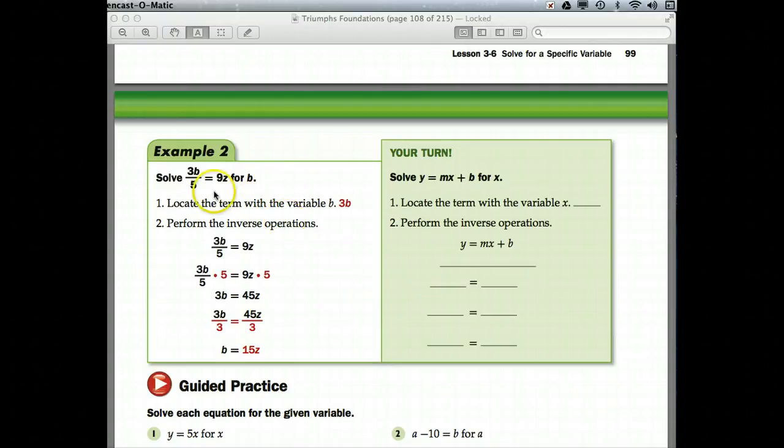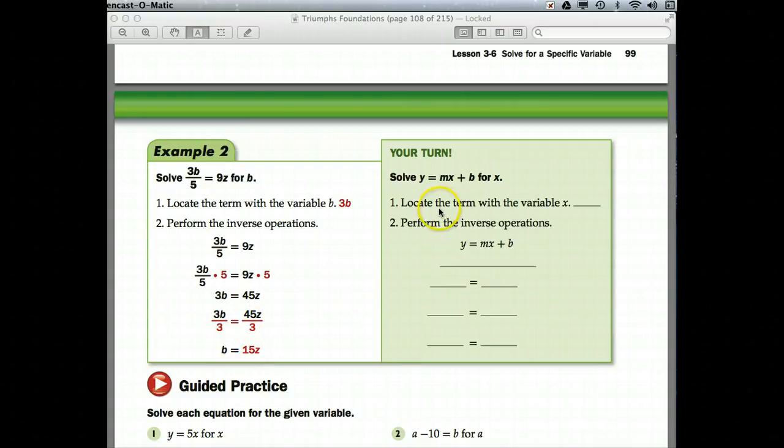Okay, let's see. We're supposed to solve 3b over 5 equals 9z for b. Let's look at what's happening with the b. We've got a multiplication here and a division. So let's start by getting rid of the 5. Since we're dividing by 5, if we multiply both sides by 5, that gets rid of the denominator. Then we've got multiplication going on with the b, so if we divide both sides by 3, we have b is equal to 15z.